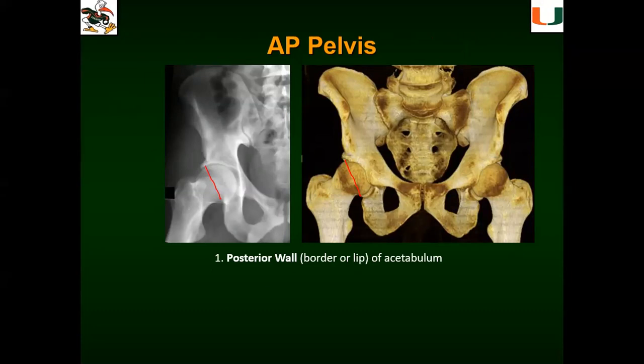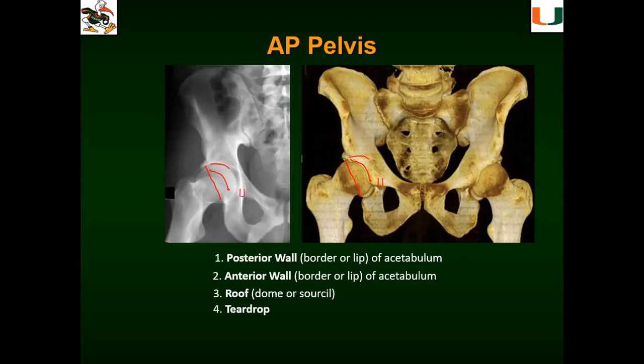Obviously the most lateral wall will be the posterior wall in the majority of patients. Remember that in the setting of acetabular retroversion, similar to what we see in pincer type FAI, that posterior wall may be more medially displaced, but in the vast majority of patients, the larger and lateral wall should be the posterior wall. The anterior wall will be the smaller and the more medial wall. Obviously the roof, also known as the dome or the sourcil, will be the other wall.